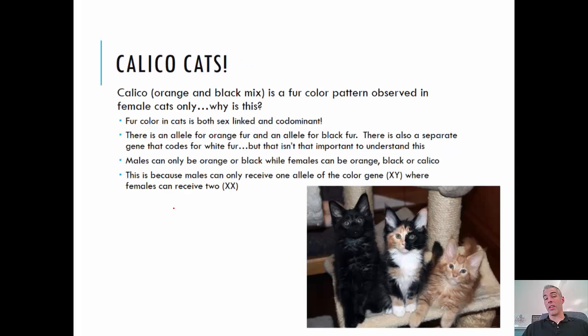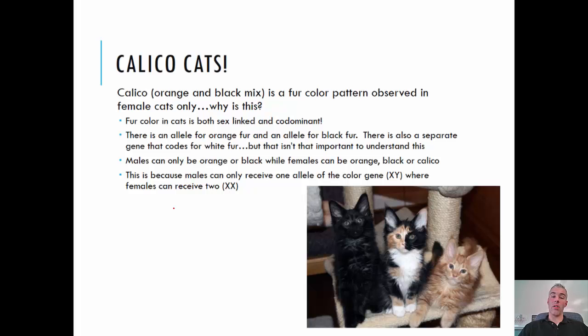Calico cats actually are another example of this, of sex determination and sex linkage. So only females can be calico, and calico is a specific color pattern in cats. You're orange and black, as well as white too, but white's kind of a separate gene that exists. So orange and black cats as a mix would be a calico cat. So there's an allele for orange fur and an allele for black fur, and there's, as I said, a separate gene that codes for white fur.